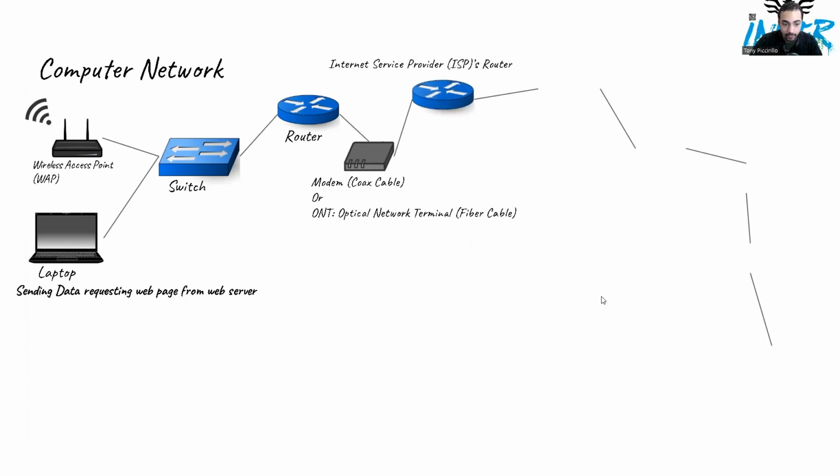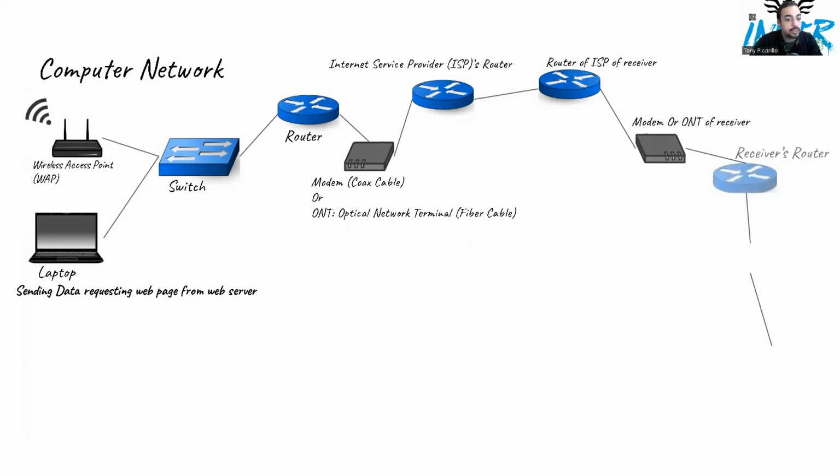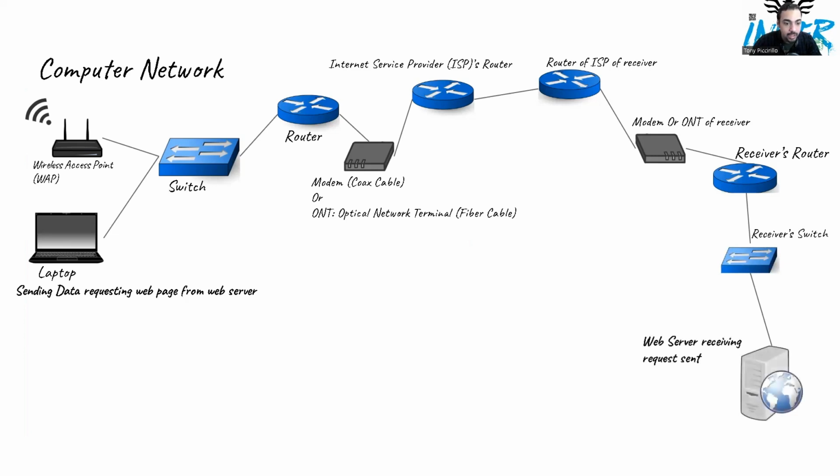Then we have the starting network's internet service provider, or ISP's router. Their ISP's router then connects to the router of the web server's ISP, which likely goes back to the ISP's modem or ONT, leading back to the router of the company hosting the web server, which leads back to the company's switch, finally leading to the web server, which receives the request data and sends back the data for the web page.